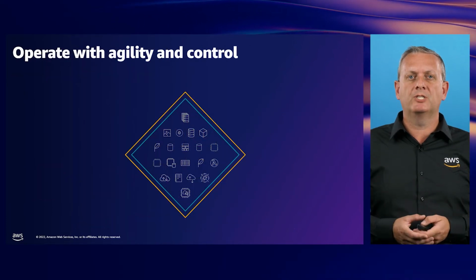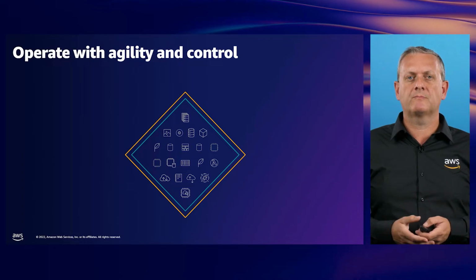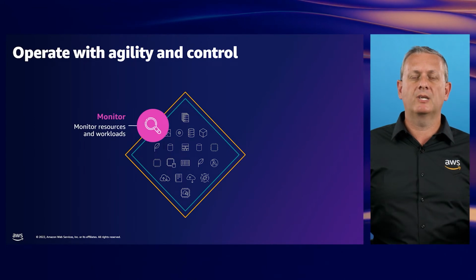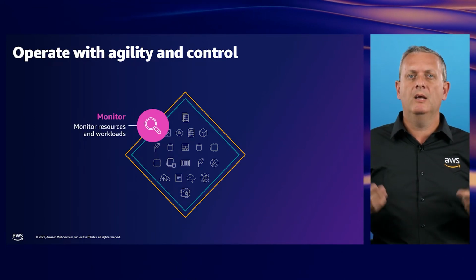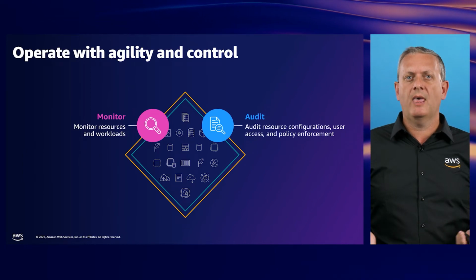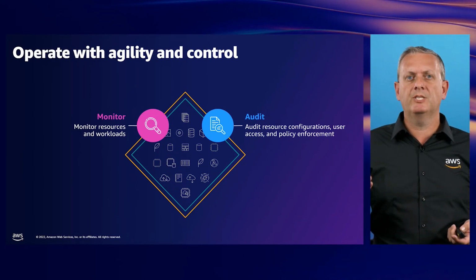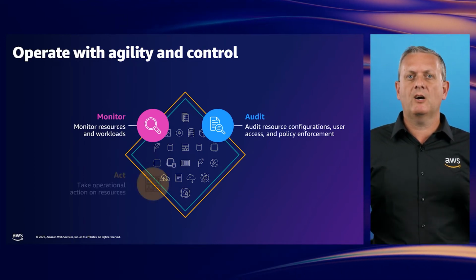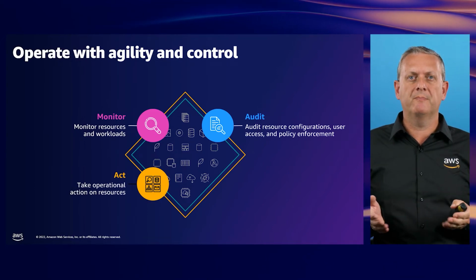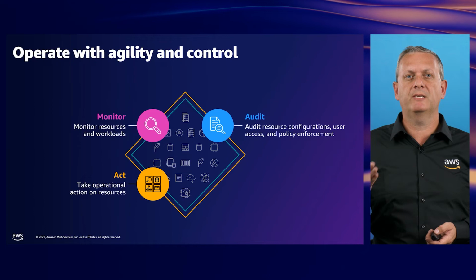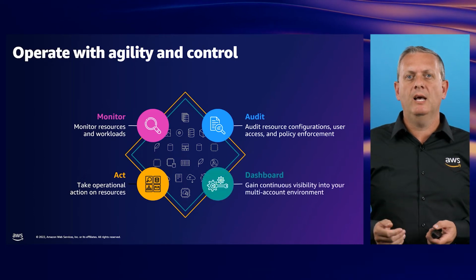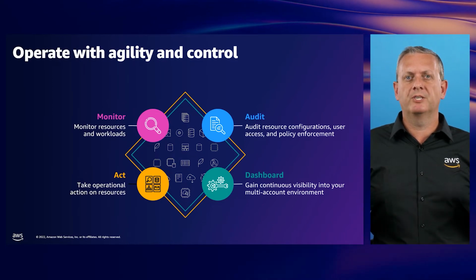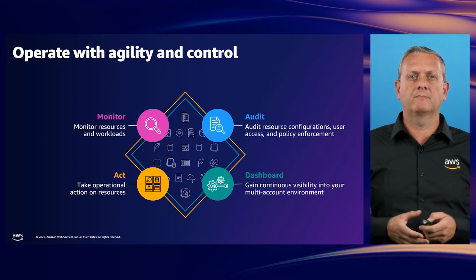Let's now examine operating with agility and control, which has 4 major topics. You need to monitor and have visibility into how resources and applications are being used and how they are performing. You want to make sure all actions are audited. Everything from how resources are configured, to which users are accessing them, and the policies being enforced. You want to take operational action on resources, logically group them, manage them, and automate operational tasks safely and securely at scale. And of course, you need continuous visibility to optimize and analyze, reduce costs, improve efficiency, and improve and strengthen security posture.